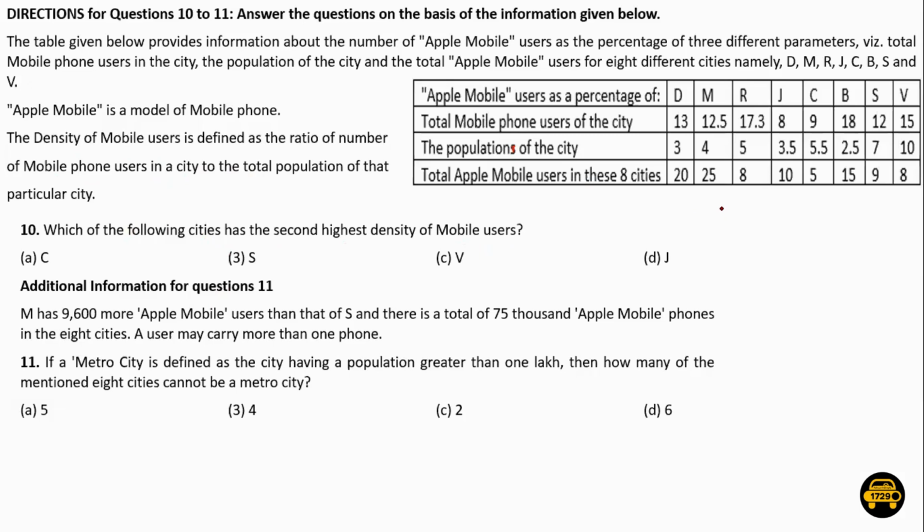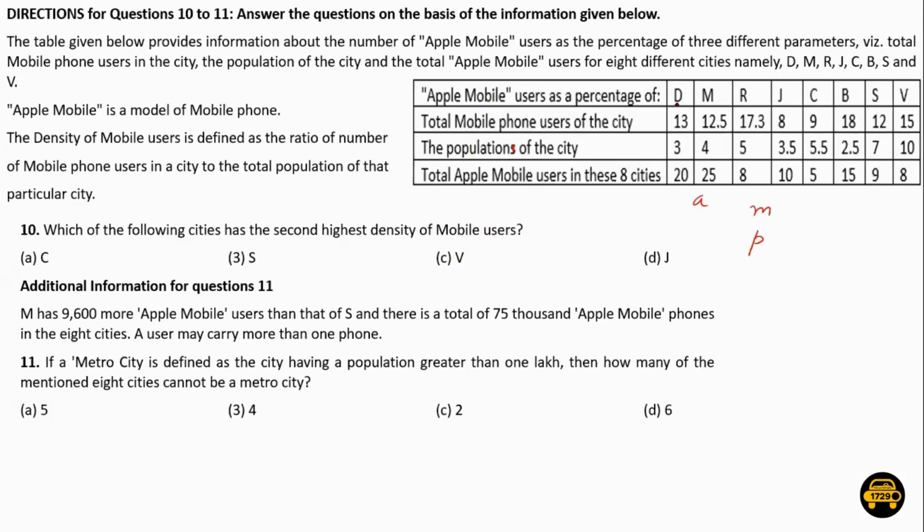Now, we know the density of mobile users is the number of mobile users divided by the population. So now let's have a nomenclature. Let's say the total number of mobile phone users in a city is M. Let the population of any city be P. And let's say the number of Apple mobile users is A. Okay. Now, for example, let's take the example of city D. We need to find out the second highest density of mobile users. So for that, we need to understand how to calculate the density, because we don't know the population, we don't know the number of mobile phone users, but we know Apple mobile users as a percentage of mobile phone users and as a percentage of population.